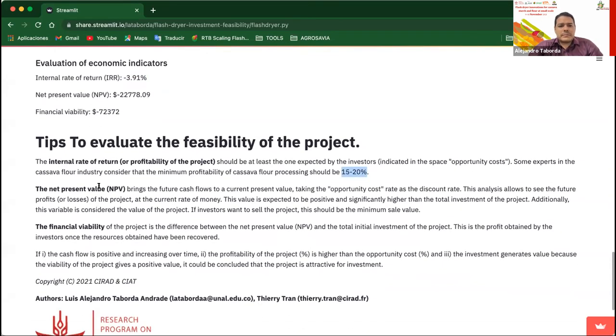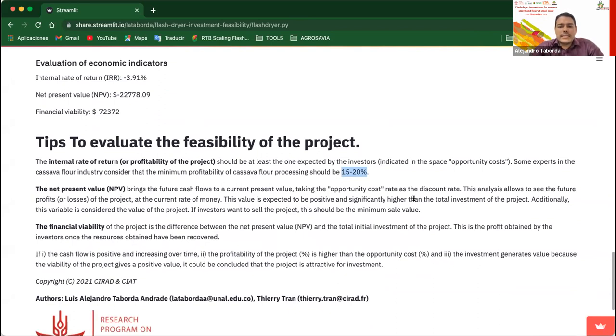So what is the net present value? This brings the future cash flows to present value. You know, the money in the future does not have the same value as in the present. So this indicator brings to the present value all that money that we are assessing in this cash flow.